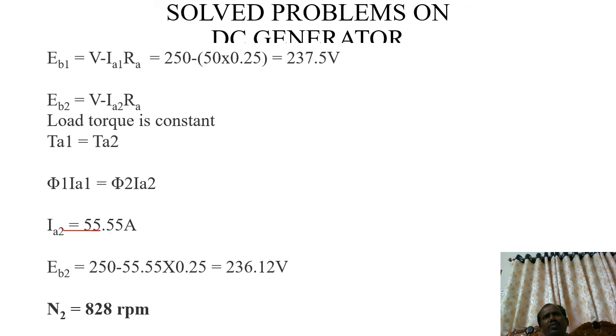Ia is equal to V by Ra, and the generated voltage in the armature, Eg, is equal to V plus IaRa, where IaRa is the armature drop. Right? So you can follow this equation and calculate the induced EMF in the generator. There is also the EMF equation. You know that the EMF equation is E equals phi Z N by 60 times P by A, where phi is the flux, P is the number of poles, Z is the number of conductors, N is the speed of the machine, and A is the number of parallel paths.